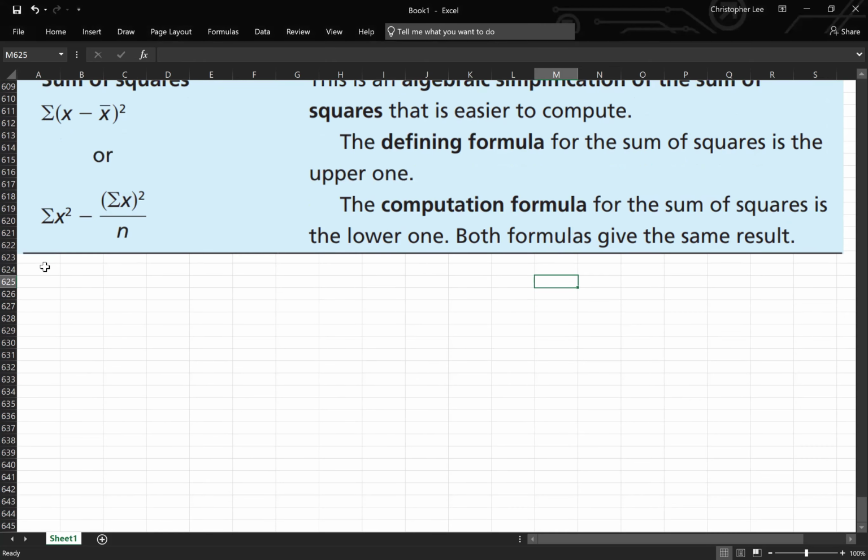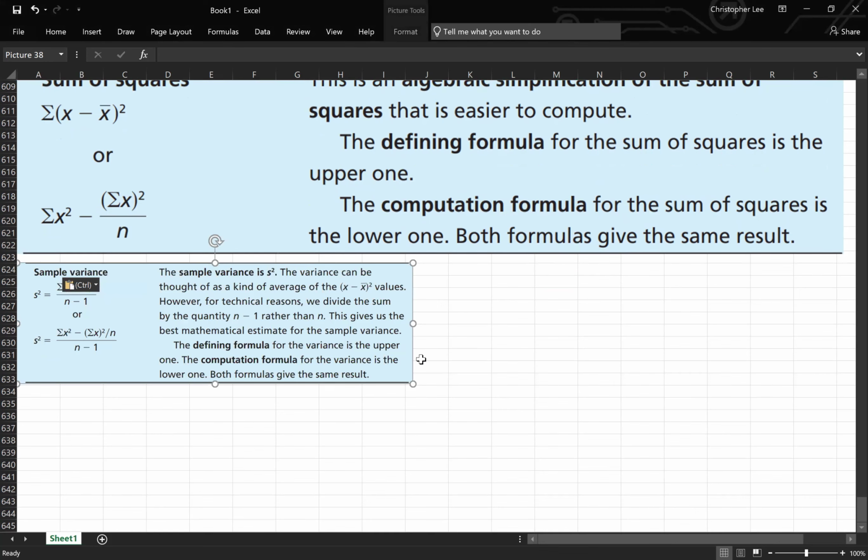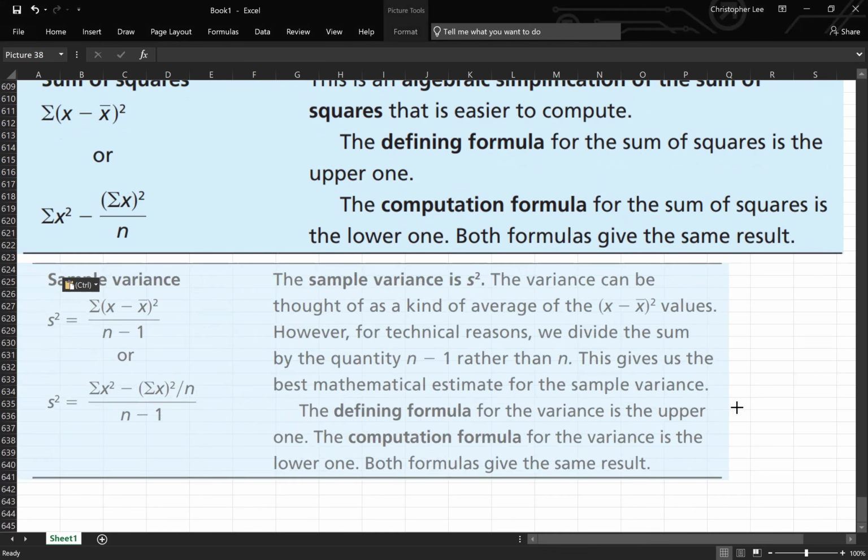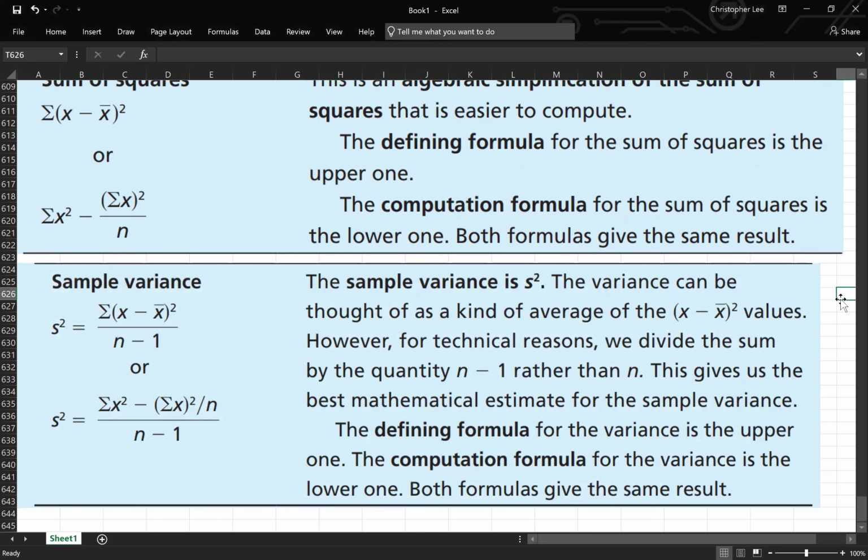All right, let's take it up a notch. Let's talk sample variance. The sample variance is S squared. The variance can be thought of as a kind of average of the x minus x bar squared values. However, for technical reasons, we divide the sum by the quantity n minus 1 rather than n. This gives us the best mathematical estimate for the sample variance. The defining formula for the variance is the upper one. The computation formula for the variance is the lower one. Both formulas give you the same result.